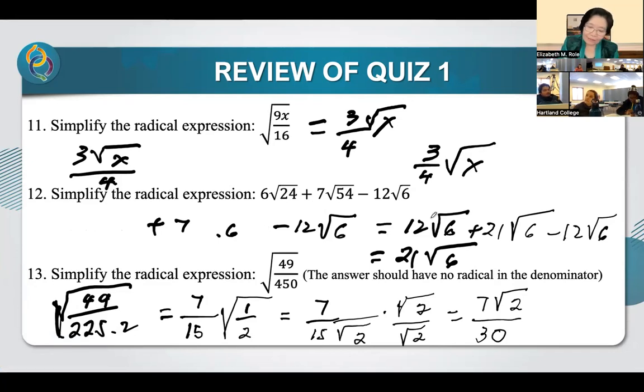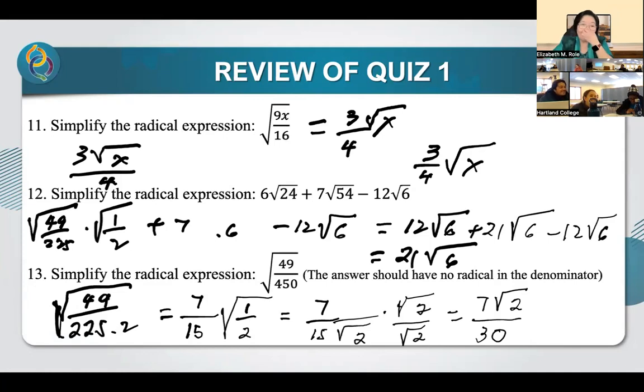So the square root of 49 over 225 times 2 is the same as, you can separate it, the square root of 49 over 225 times the square root of 1 over 2. Those two are the same. You might get confused.